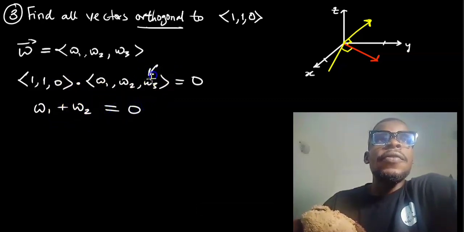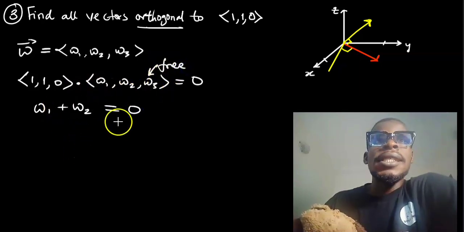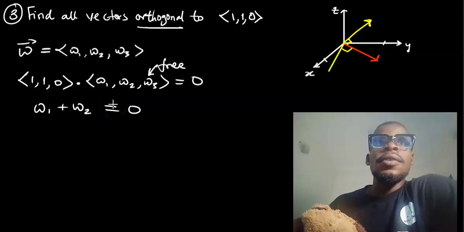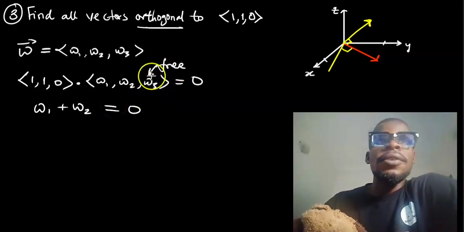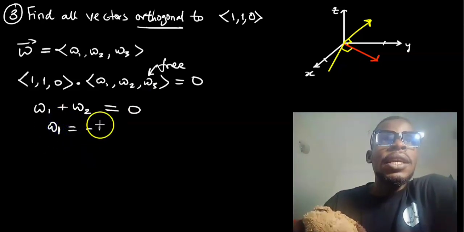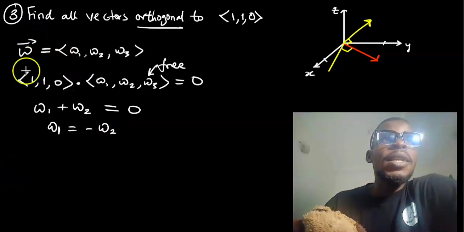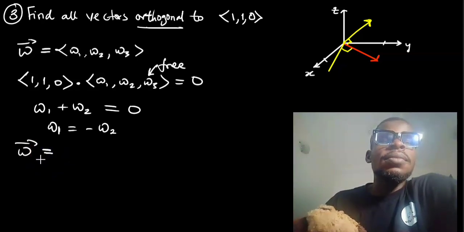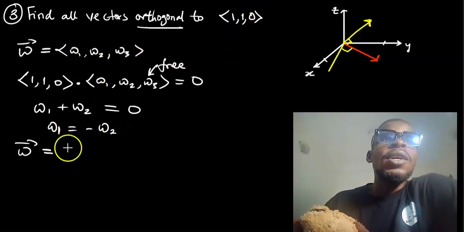That means w3 is a free entry, it's free. That is to say, our result is independent of the value of the entry in the z direction. So whatever w1 and w2 are, the z entry can be any value, right? That's what it means. So it's free. From here we could easily see that w1 has to be the negative of w2. So maybe let's rewrite the vector w, which will be an element of a set containing all vectors orthogonal to our given vector.